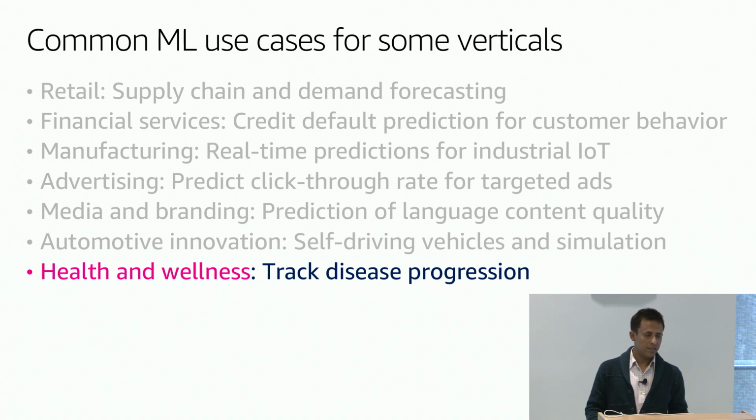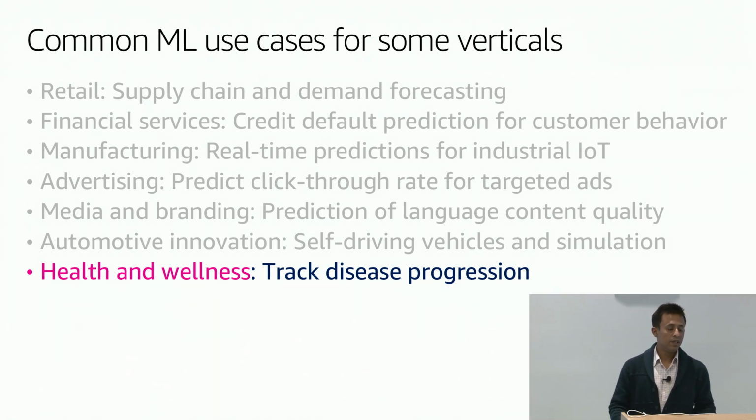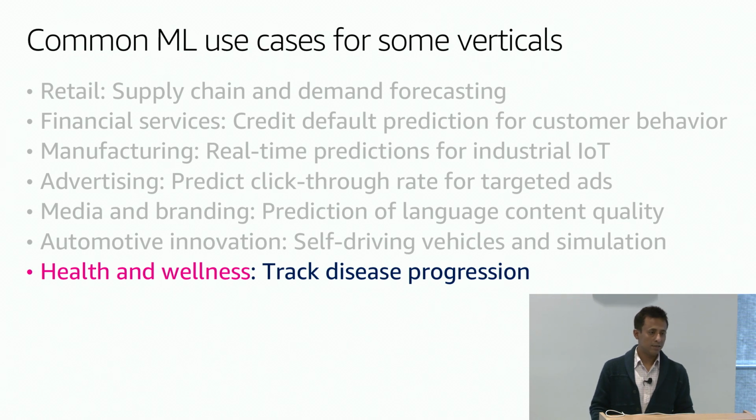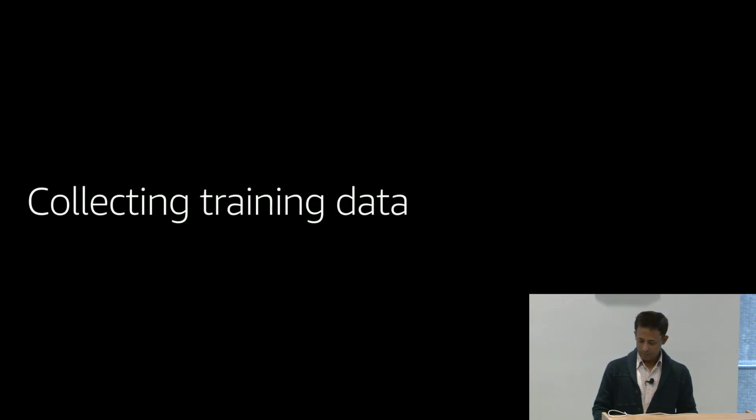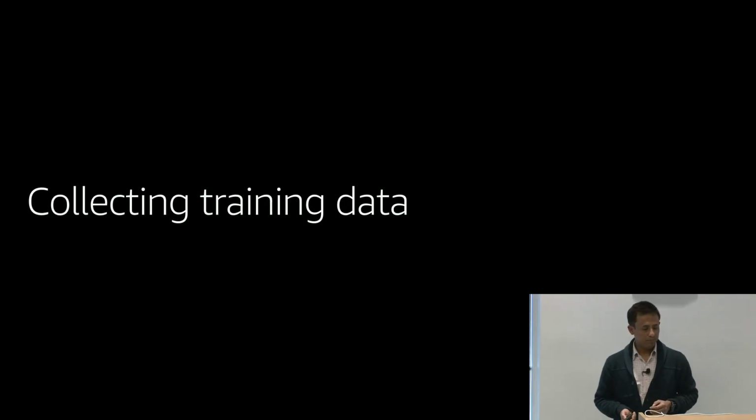In health and wellness, you can track the progression of a disease. You can use machine learning to analyze CT scans, X-rays, and whatnot. And a lot of companies have actually proved that those machine learning models can do a better job analyzing medical scanning images than humans. So these are some of the common use cases.